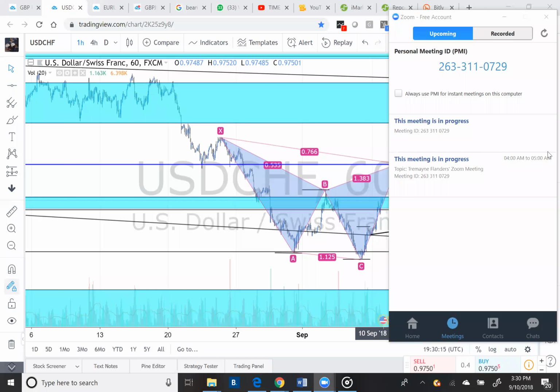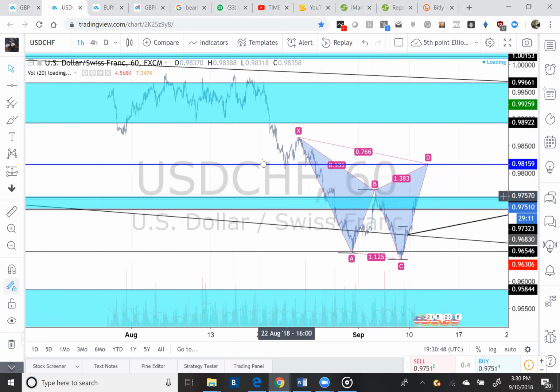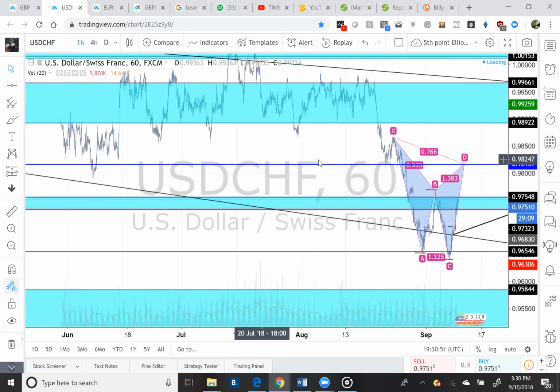Okay, guys, so this is another trade update. This is USDCHF. This is the harmonic scanner, the human scanner at its best, basically picking up harmonic trade patterns. Right, so we take a look at this here. This is a bearish continuation of this bearish trend.